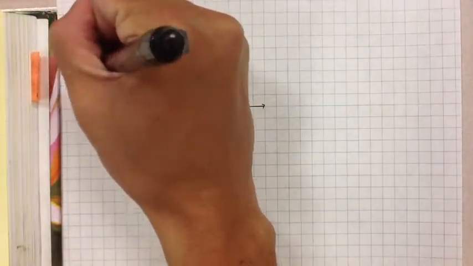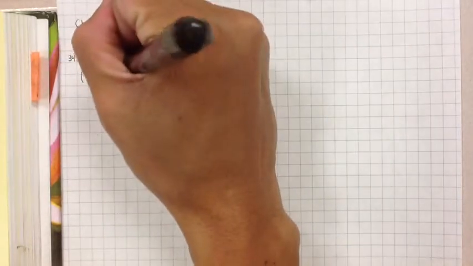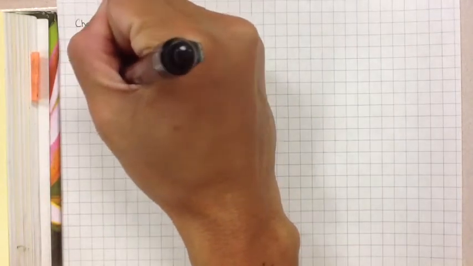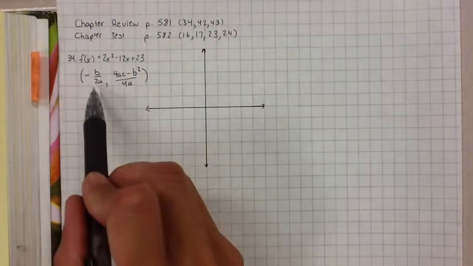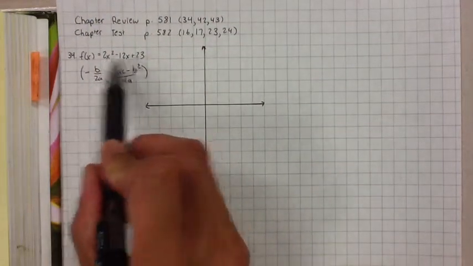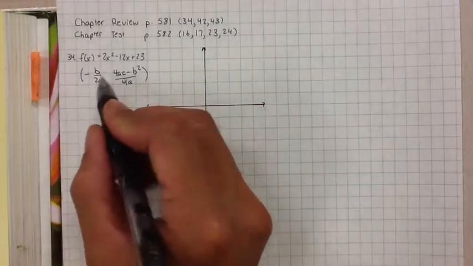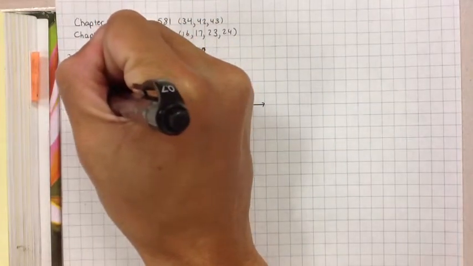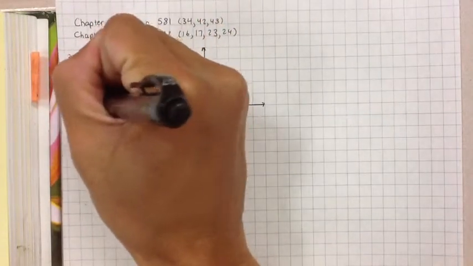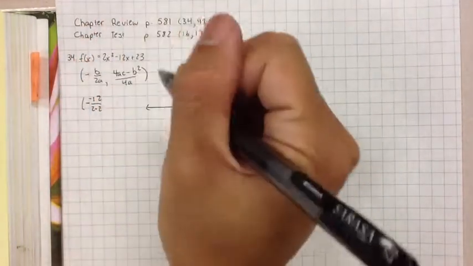That you do by saying the x coordinate is negative b over 2a. 4ac minus b squared over 4a is going to be your y coordinate, or you can always just plug your x coordinate into this equation once you find it and get your y that way. So negative b over 2a in this case, here's your b, is negative 12, so don't forget it's negative 12, all over 2a, which is 2, and a is 2 in this case.